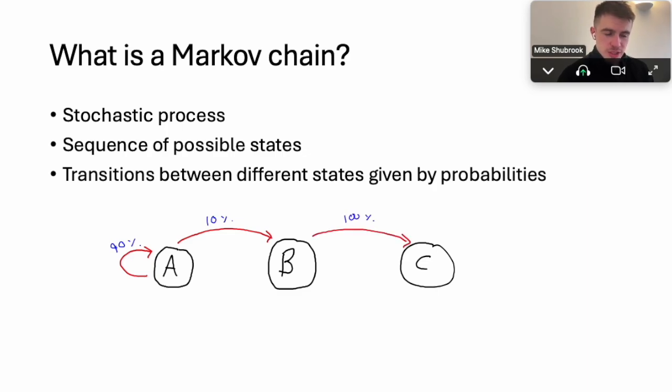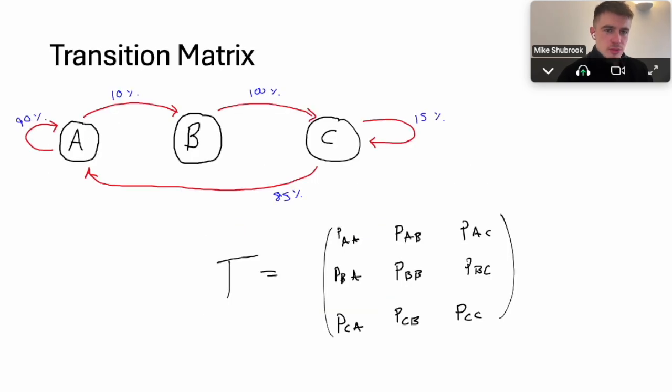Then there might be a 100% chance of going from B to C, a 15% chance of staying in C, and then an 85% chance of going from C back to A. Now, given this Markov chain here, we can define what's called a transition matrix, and each element in the matrix is going to tell us the probability of going between a pair of states. So if we look at the top row of this transition matrix, this gives me the first element, the probability of going from A to A, then the probability of going from A to B, the probability of going from A to C.